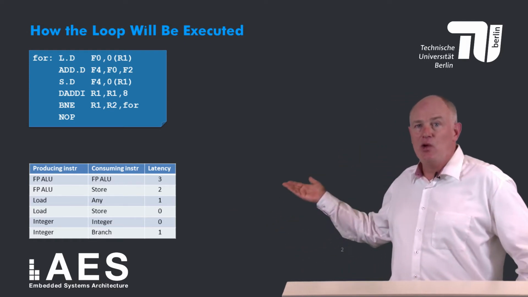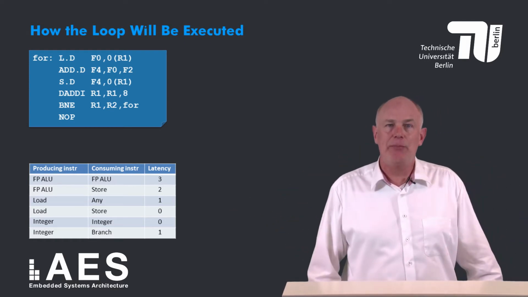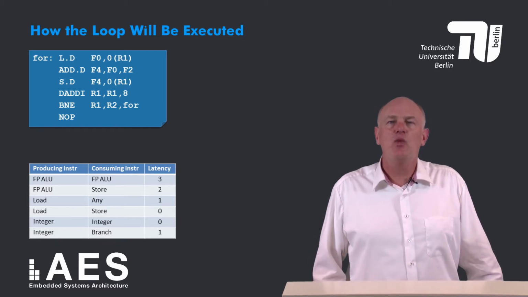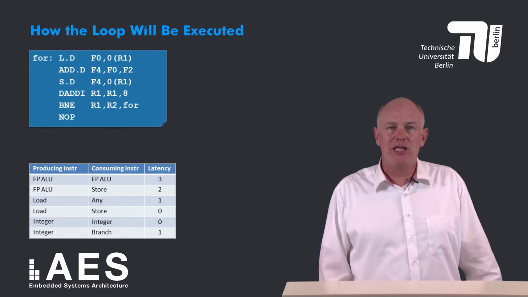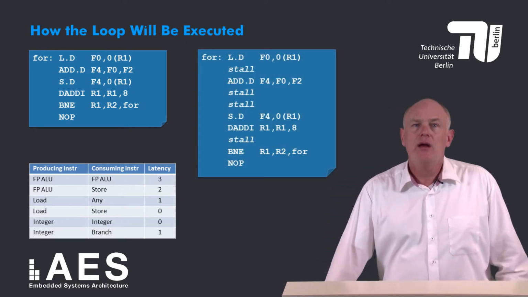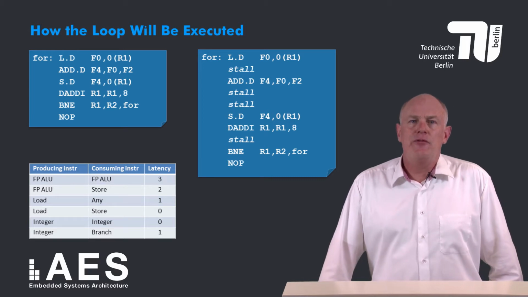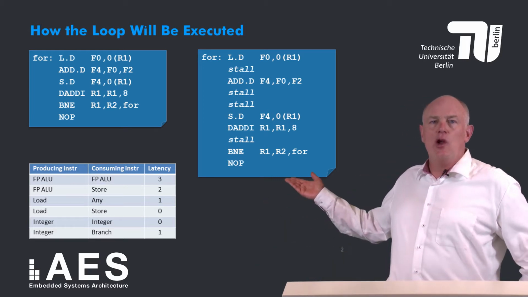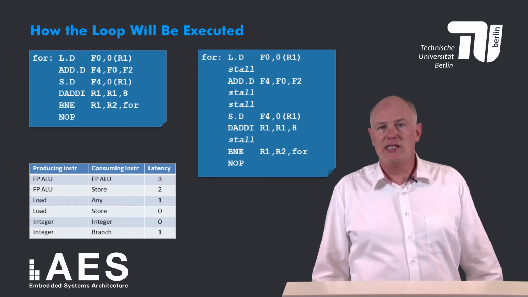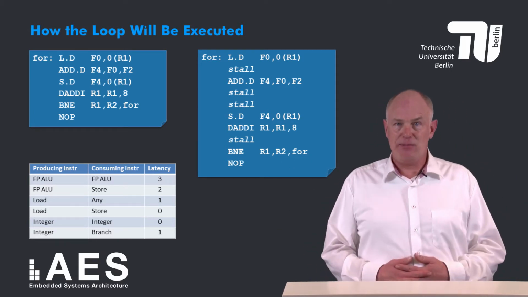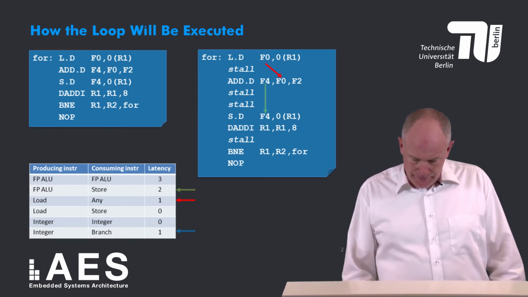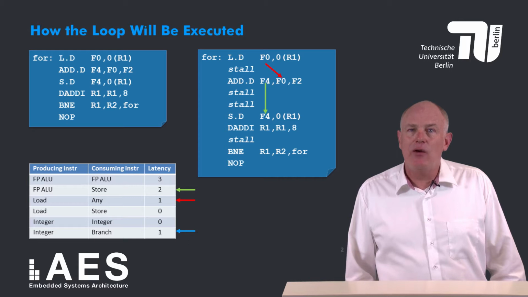Here I show again the loop that will be executed on the pipeline processors and the table of pipeline latencies. With these latencies the loop will be executed like this, with 4 stall cycles. First, a stall is required between the load double and the add double, because the result of the load is not available until the end of the mem stage of the load, as indicated by the red arrow.